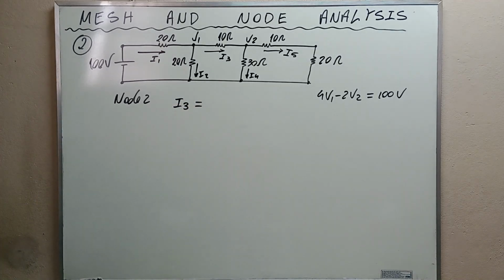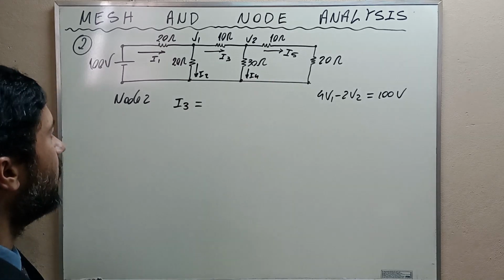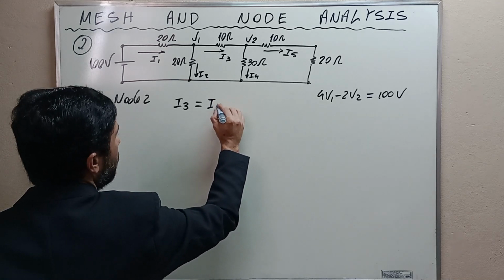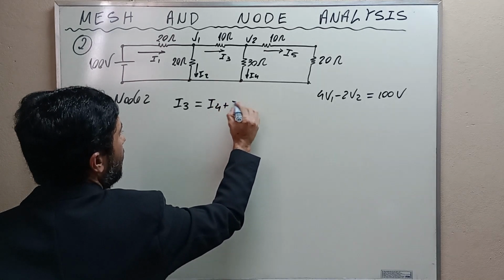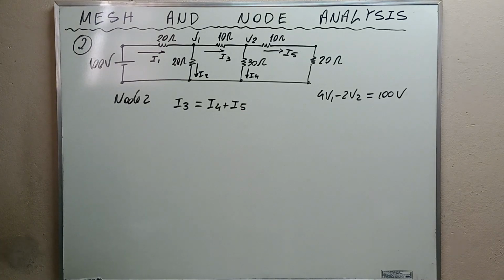And what are the currents that leave node 2? I4 and I5. Then I write I3 is equal to I4 plus I5. How can we write I3 in terms of voltages and resistances?